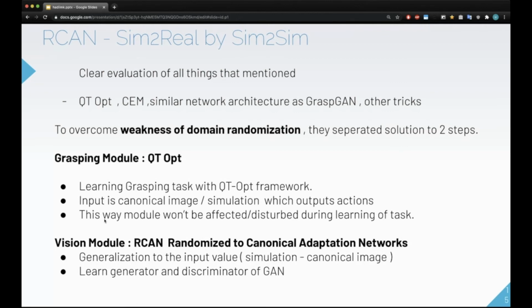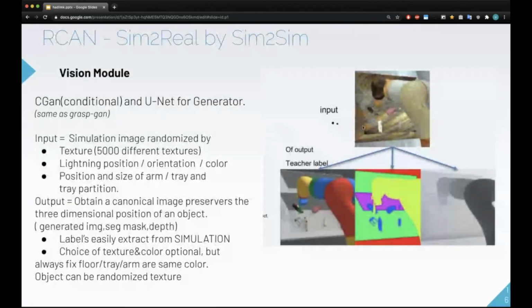And for the vision model, they used a similar architecture to GraphCAN. You have an image which you randomize, and you are learning a generator and discriminator of the GAN to create simulation images. Your idea is basically to create realistic images from the randomized, noisy simulation images. The architecture is a basic UNet, and if you are familiar with GANs, this is probably going to look really familiar. They randomized a lot of the features of the input to make the simulation image look like a different image.